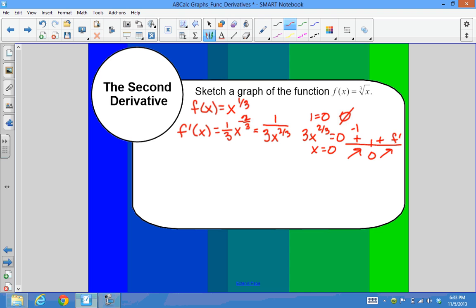That's going to affect my graph in a funny way. Let's do our second derivative and get our concavity going so it can help us with our graph. The second derivative brings down the negative 2/3 times the 1/3, giving me negative 2/9 times x to the negative 5/3 when you subtract 1 from the exponent again. So I've got negative 2 over 9 x to the 5/3.